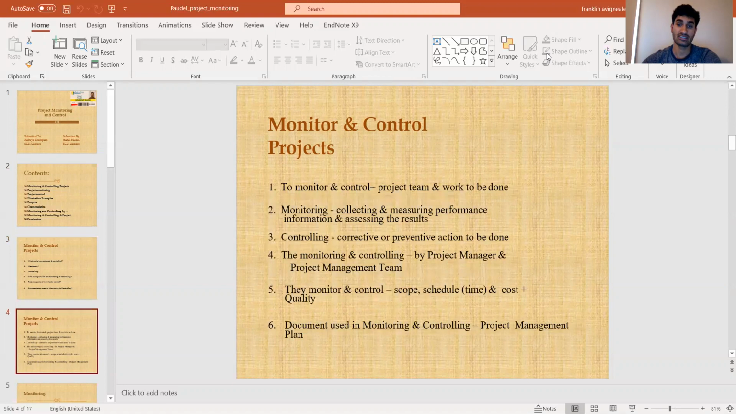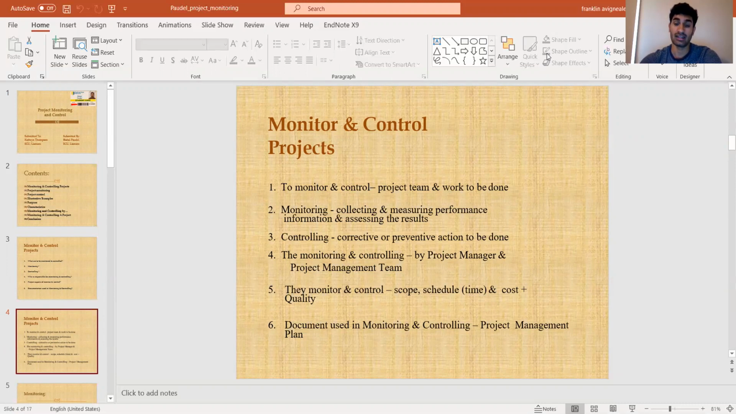Monitoring means collecting and measuring performance information and assessing the results. Corrective or preventive action to be done is controlling. Monitoring and controlling is done by the project manager and the project management team. What they control means scope, schedule, cost, and quality. They have to monitor and control those things in a particular project.